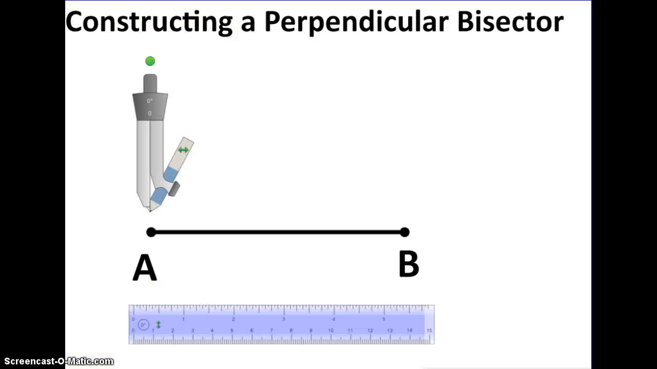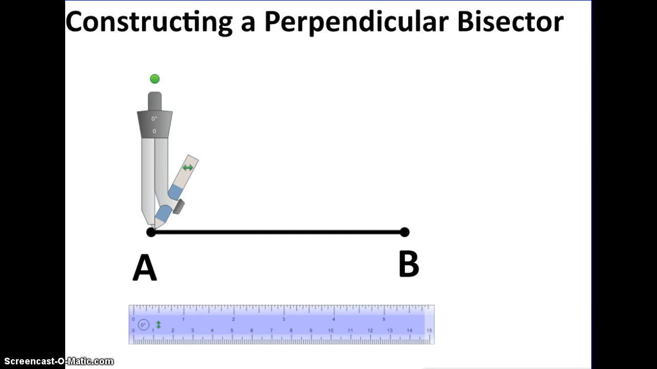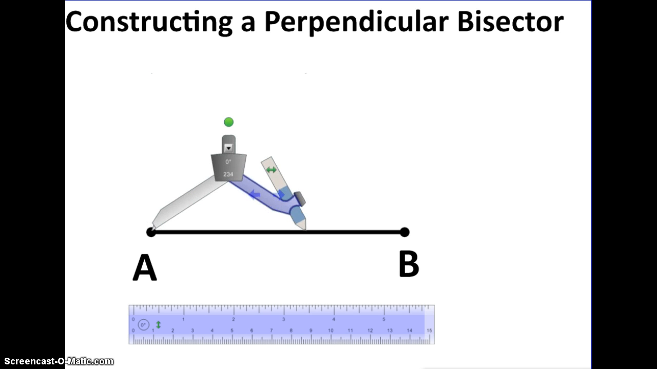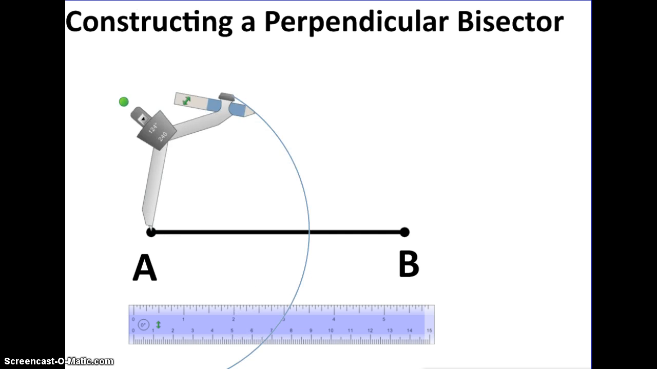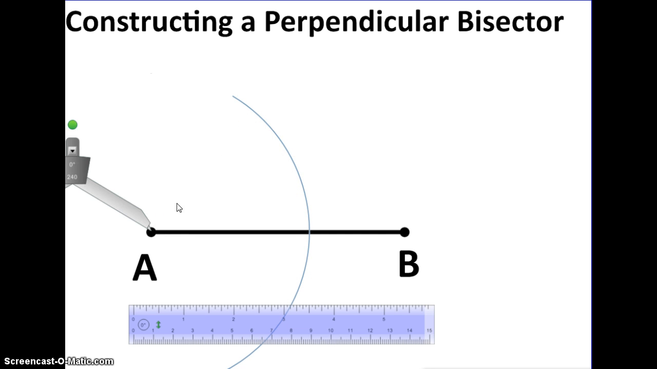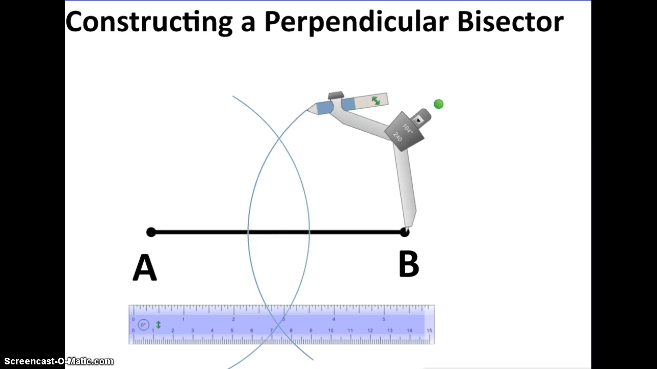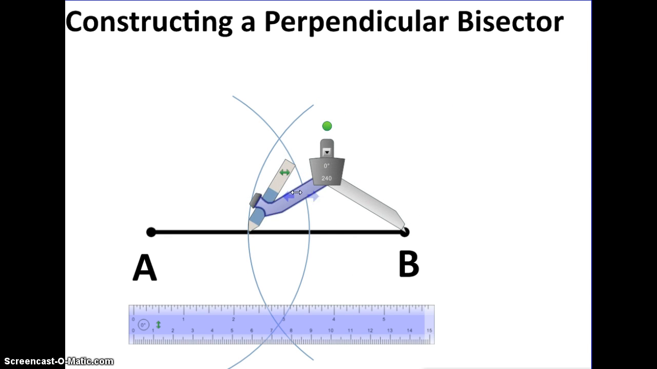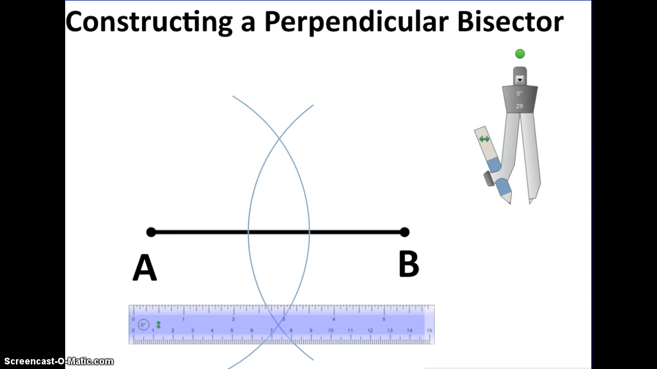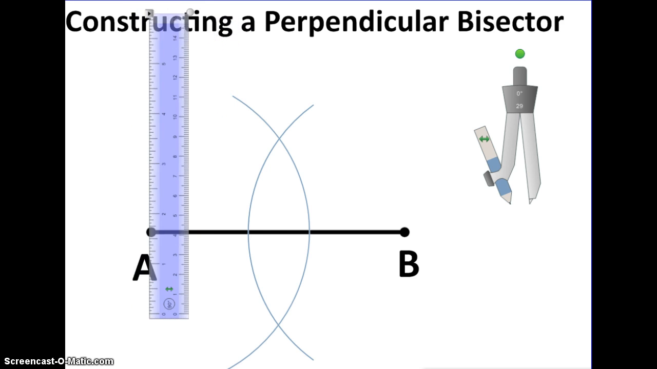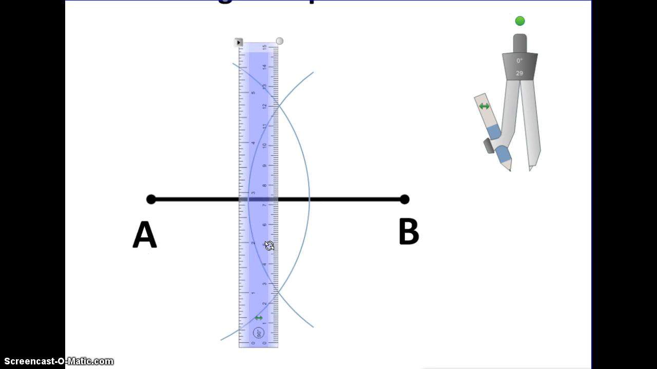Alright, so the question is let's construct a perpendicular bisector, okay? This is actually done exactly the same way as finding the midpoint of this segment AB. So you're going to put your point on A and open it to more than halfway. Okay, make your mark, and then without changing your compass, do the same thing from point B. Alright, so now I have my two arcs, and I can put my compass away, and then where the two arcs intersect is going to be the perpendicular bisector.